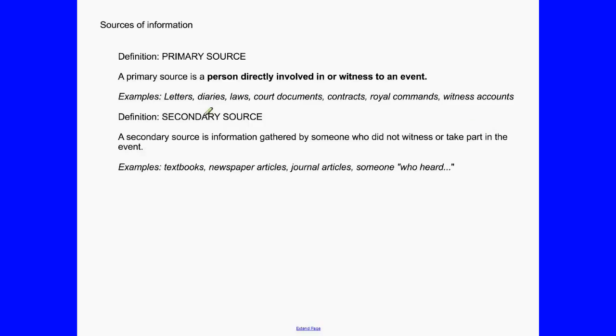But a secondary source is information gathered by somebody who did not witness or take part in the event. Textbooks, newspaper articles, journal articles, someone who heard that something happened. These are not sources who directly made history happen. They're reporting it. A secondary source is a reporter. The textbook that you're reading is not a primary source because the people who wrote your textbook were not there thousands of years ago to say firsthand that they saw the pyramids be built. That's not a primary source. They were not witnesses. They weren't even alive. They're secondary source because they gathered information to report.